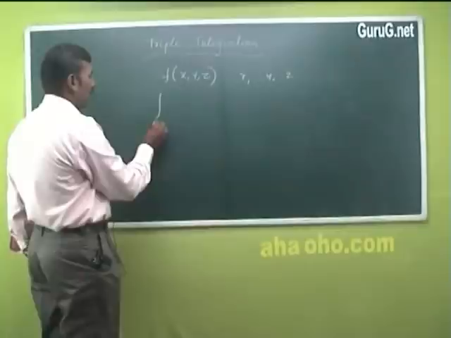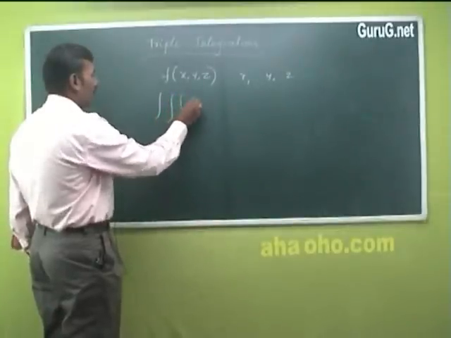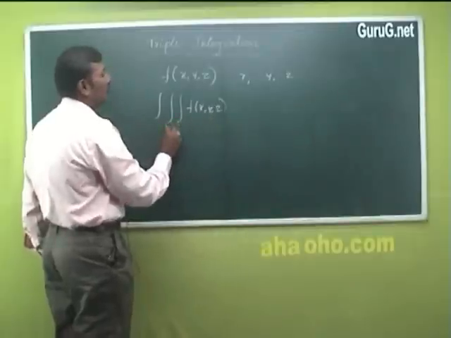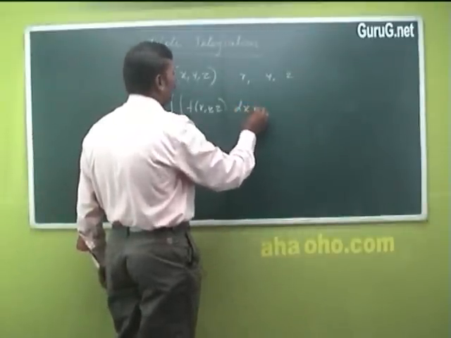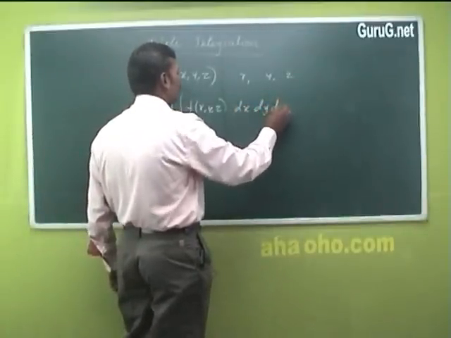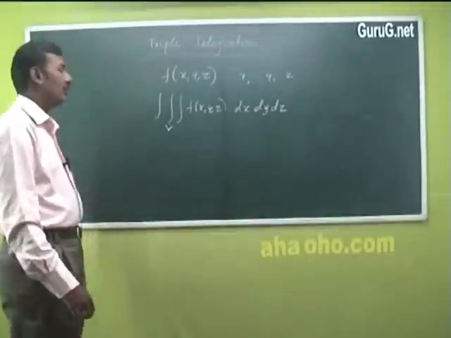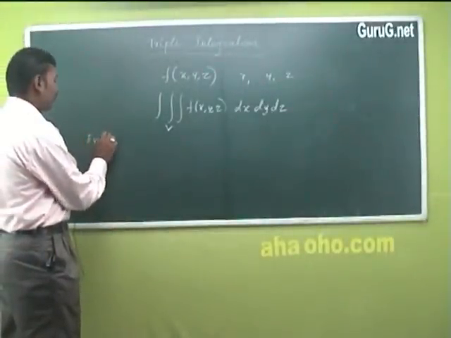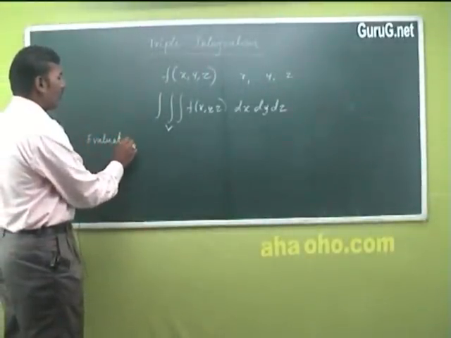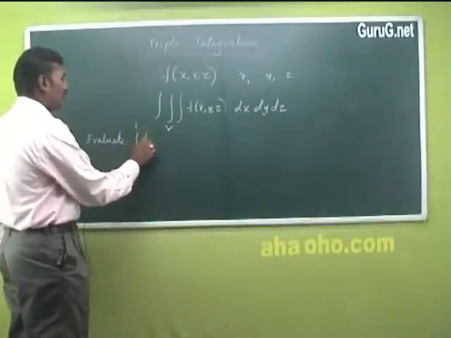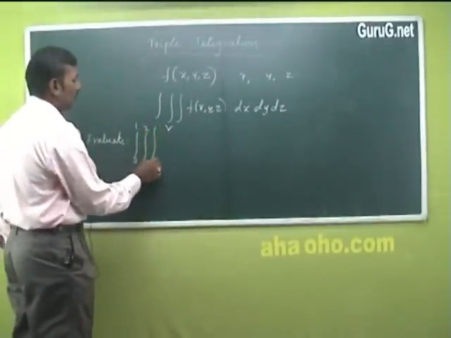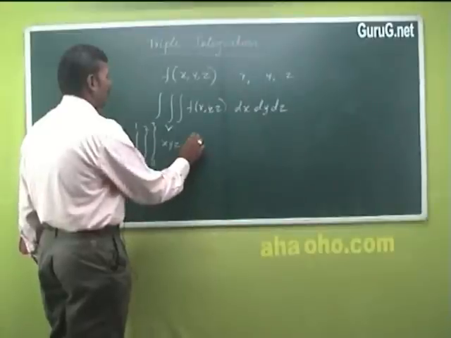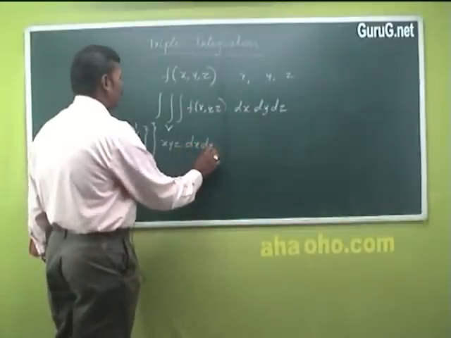So triple integral f of x, y, z over the volume V, dx, dy, dz. So this is triple integration, right? We'll do one problem. So evaluate integral 0 to 1, integral 0 to 2, integral 0 to 3, x y z dx dy dz.